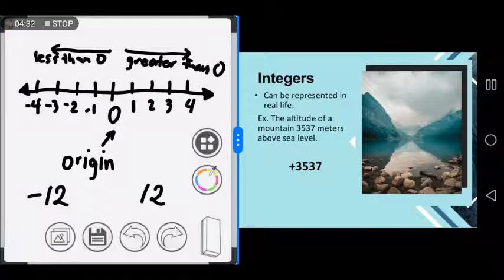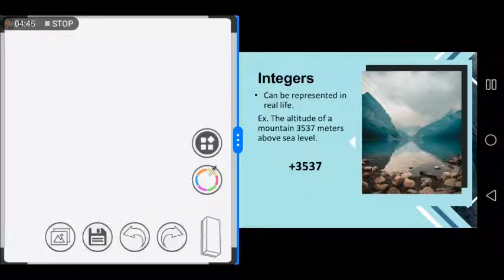So, integers can be represented in real life, and vice versa. Real life objects can be represented in terms of integers. So, for example, we have here an altitude of a mountain, 3,537 meters above sea level. So always remember, we also have representations for 0. For example, the term sea level is actually the 0.